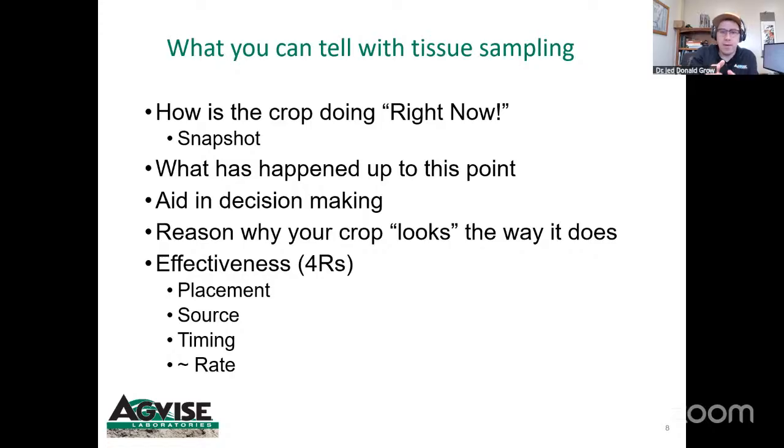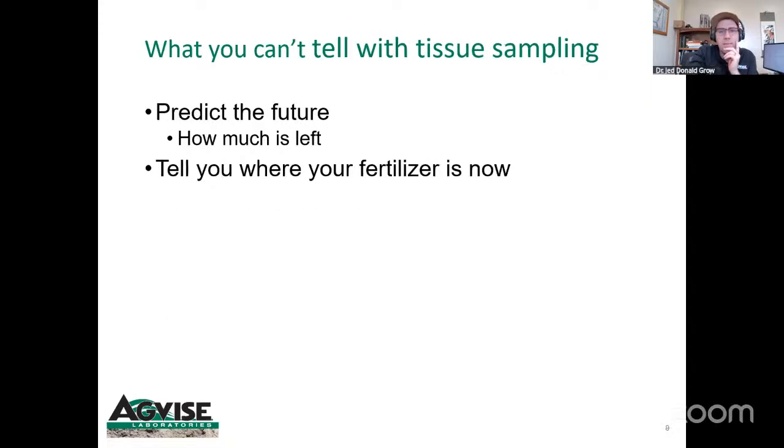You can identify how effective you're being with your fertility program, based off the placement or the source. Is it getting into the plant? Timing, did I get the timing right? Because you can see the uptake in the plant. Rate, is it adequate? I hesitate to say you can identify all of these, because then you get into some things that your tissue testing can't tell you.